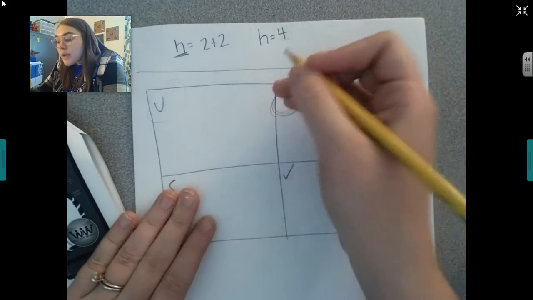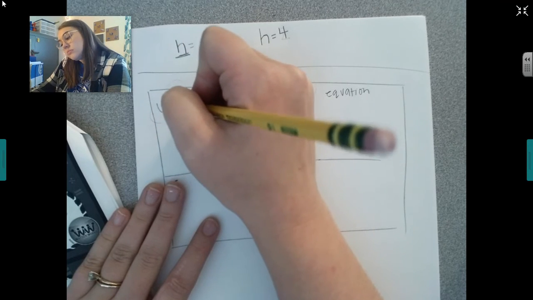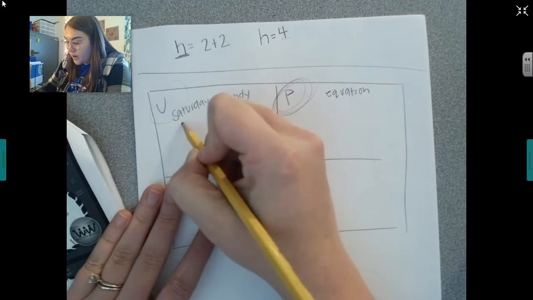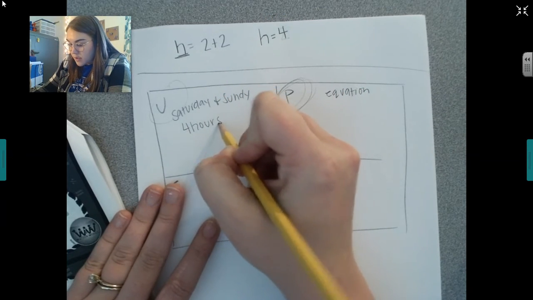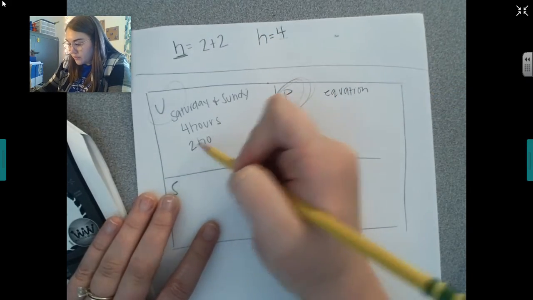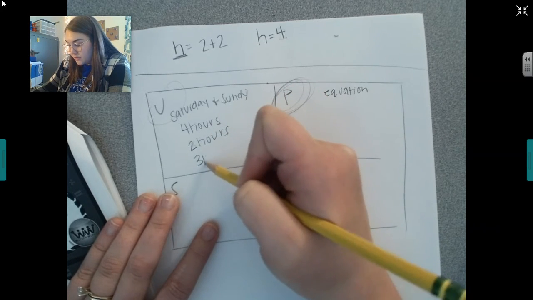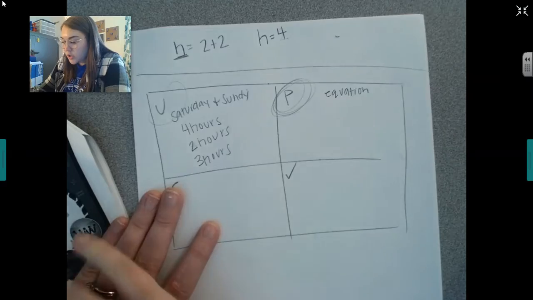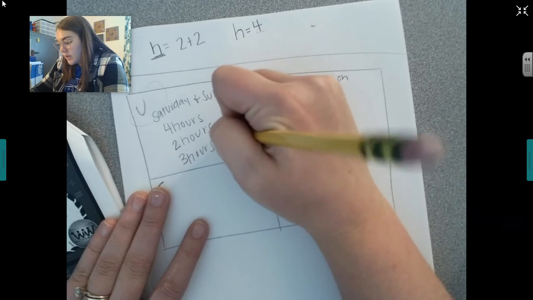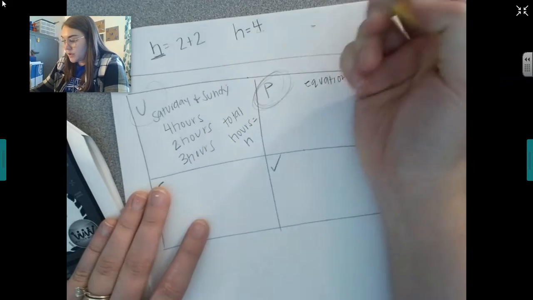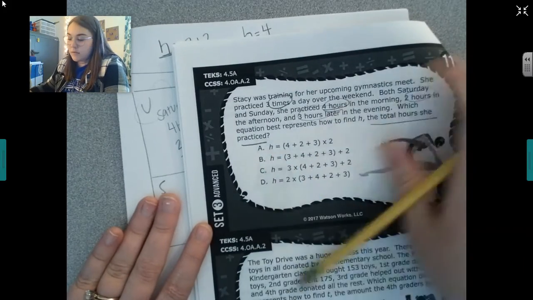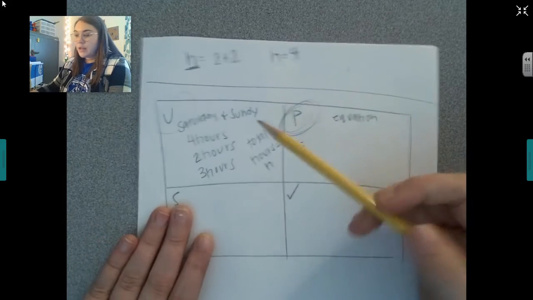For understand, we know on Saturday and Sunday, they practice 4 hours in the morning, 2 hours in the afternoon, and 3 hours in the evening. So they want us to find the total hours, and that is H. So we know we're going to have H equals something. So how would I figure out the total hours?